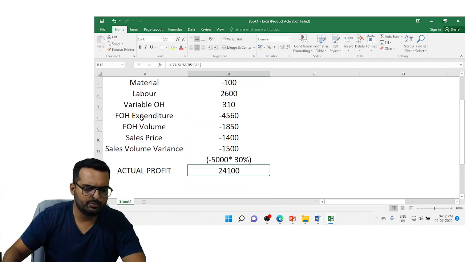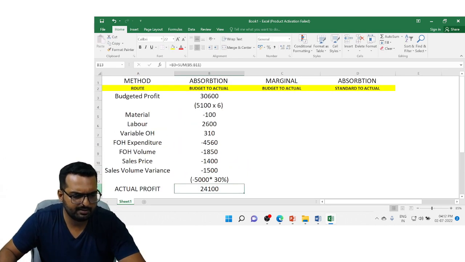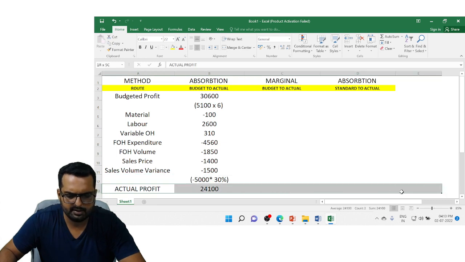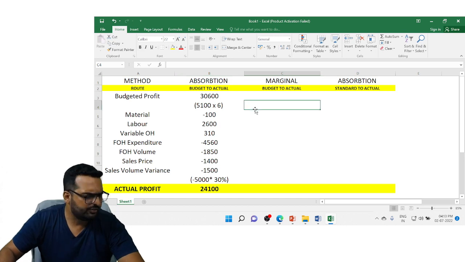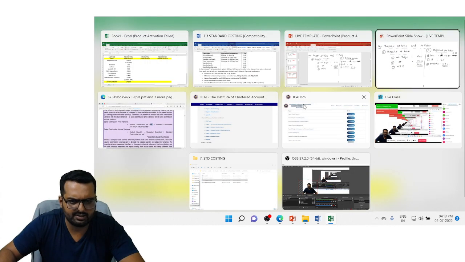Do I get the answer as 24,100 over here? I'll just highlight this part in yellow. Okay, let's just cross check this. I'll come back to my sheet and I'll write down the next working note.